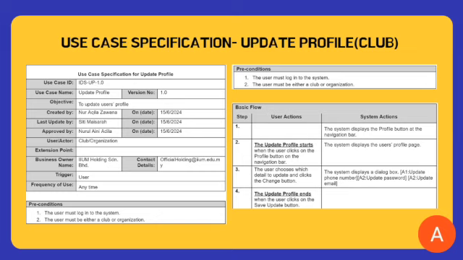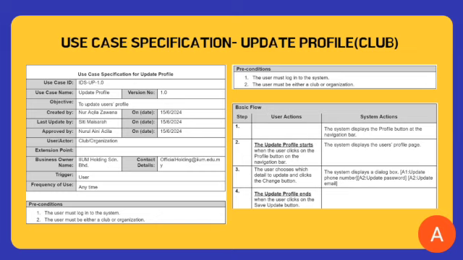The second step, the update profile, starts when the user clicks on the profile button on the navigation bar, and the system would display the user's profile page. The third step is the user chooses which detail to update and clicks the change button. So the system would display a dialog box based on the details that the user chooses.